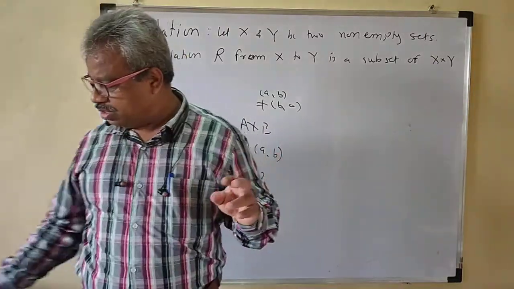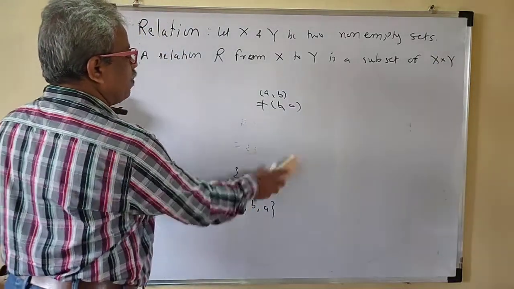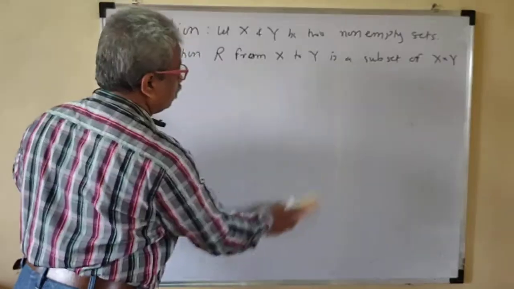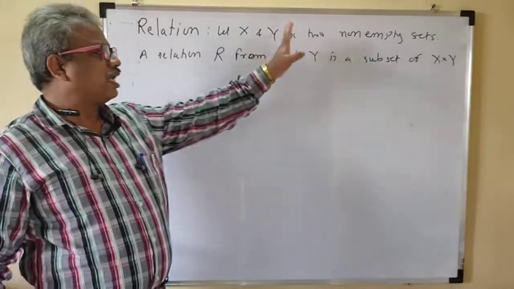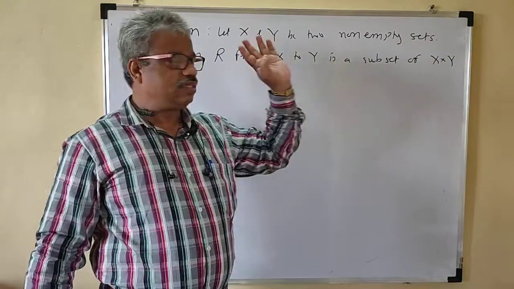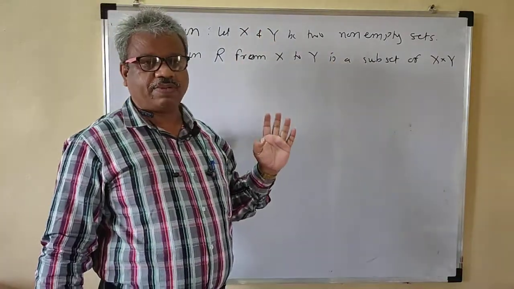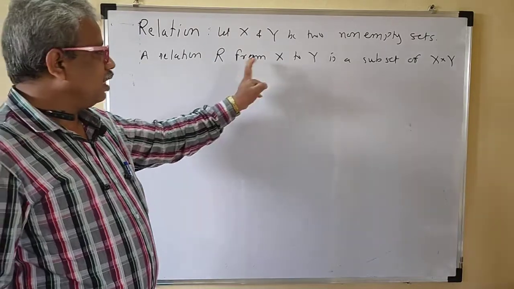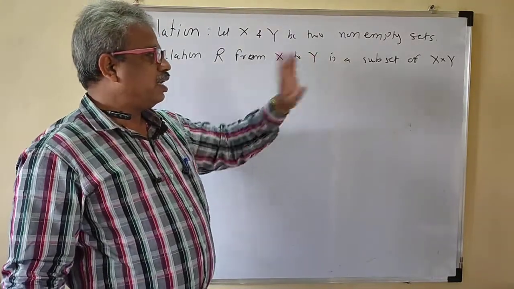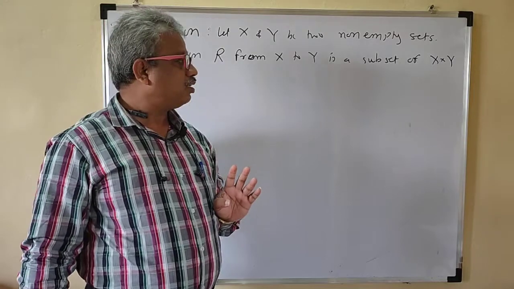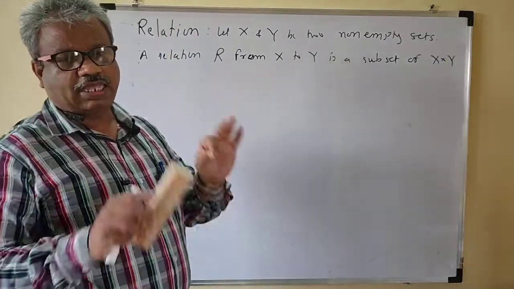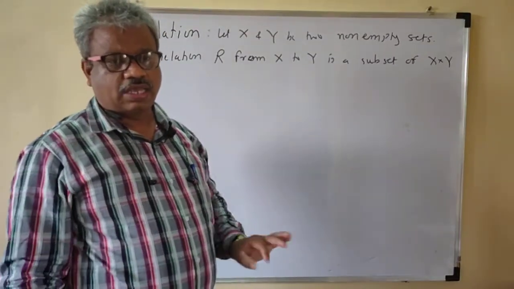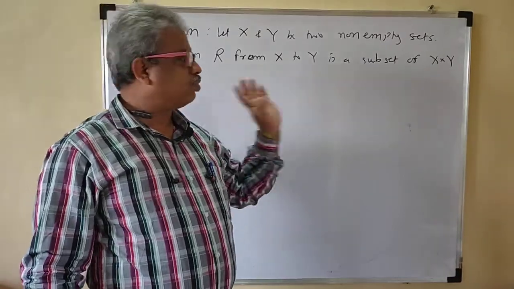Now the relation is also defined on A cross B like this. Suppose X and Y are two non-empty sets. Then a relation R from X to Y is a subset of X cross Y. That means any subset of X cross Y is a relation from X to Y.